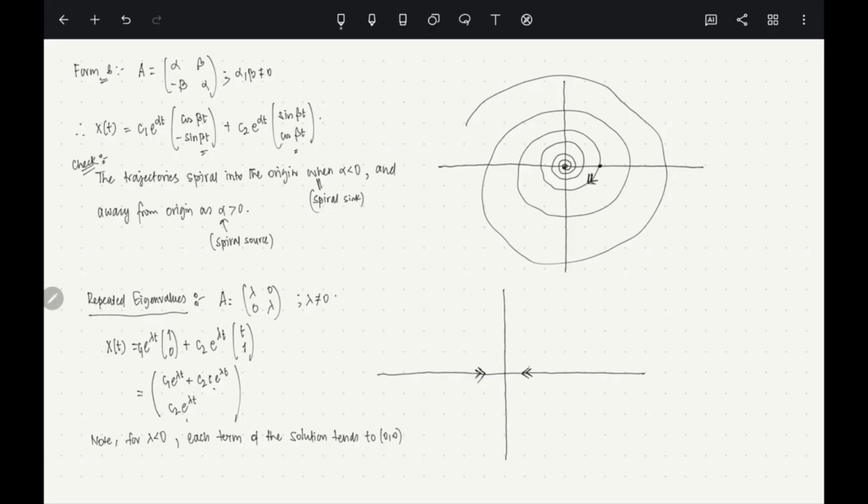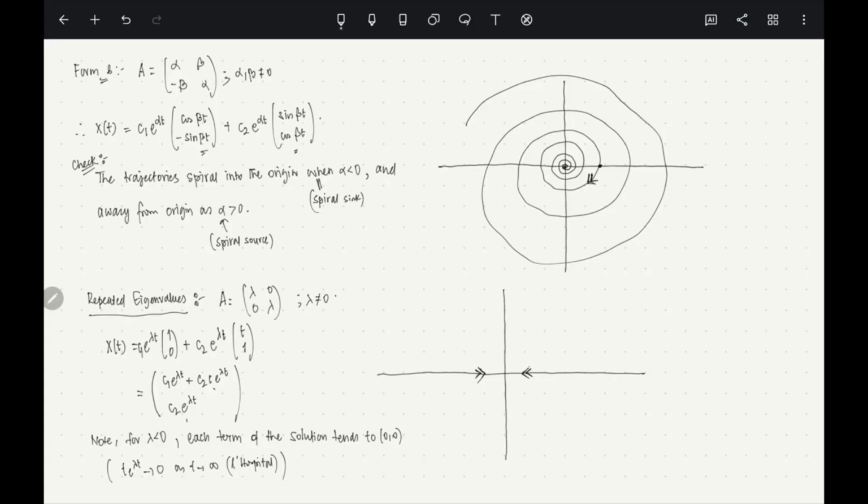But what about t e power lambda t? This also goes to 0. You have to understand that. Why? Because lambda is negative, t tends to infinity, e power lambda t is the dominating term, it dominates t. How do you prove it? You use L'Hopital. Please use L'Hopital to show this. So essentially we can show that for lambda negative, every solution is tending towards 0 0.